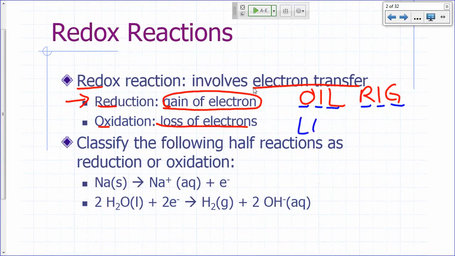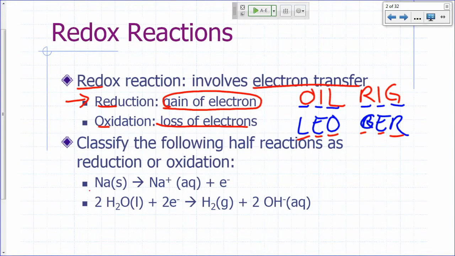Or one of my favorites, I like this one better: LEO the lion says GER. Loss of electrons is oxidation. Gain of electrons is reduction.